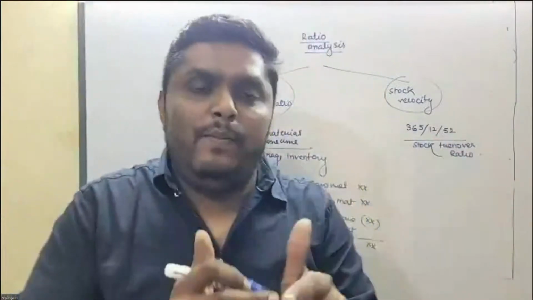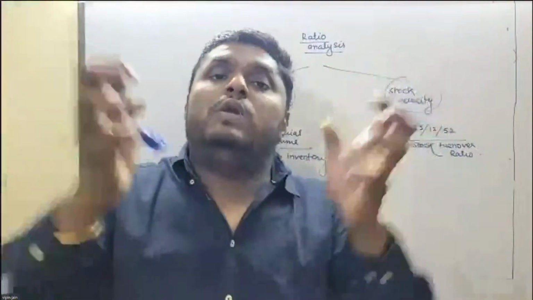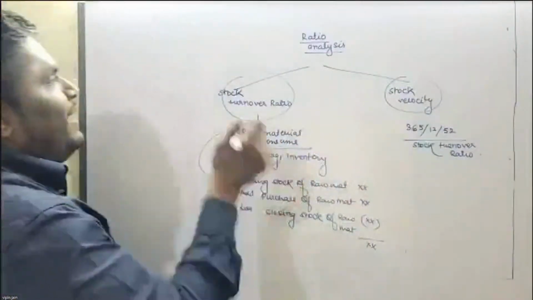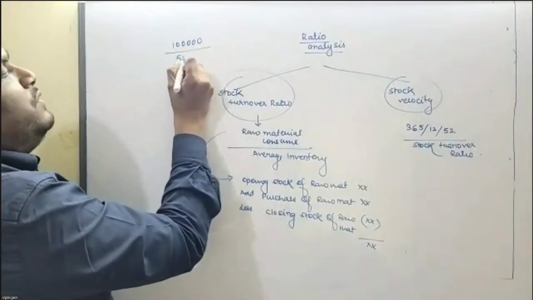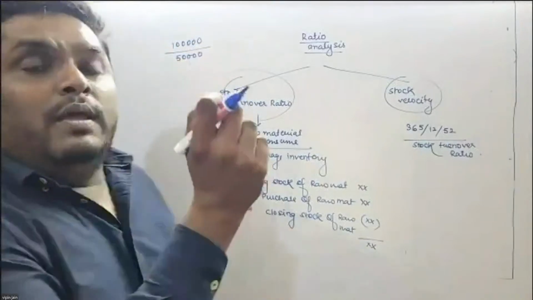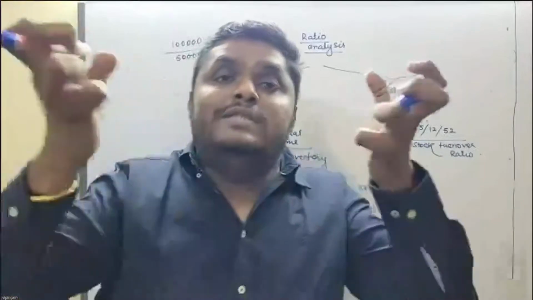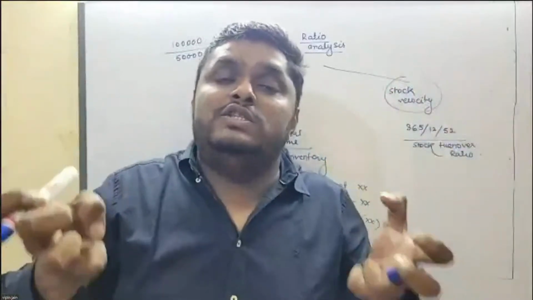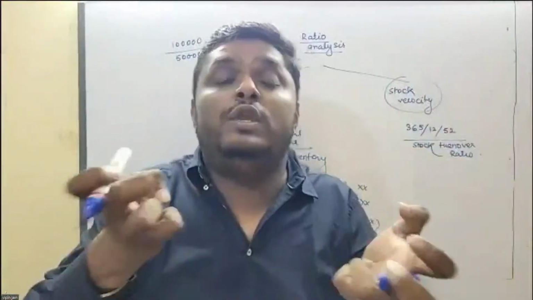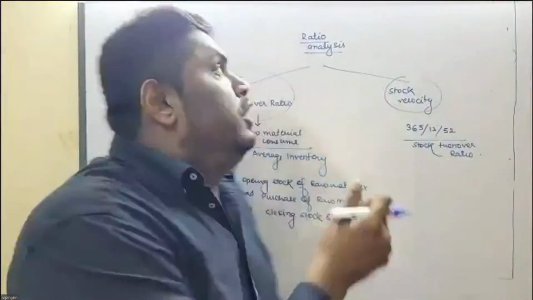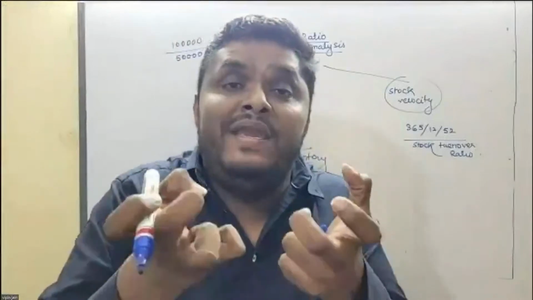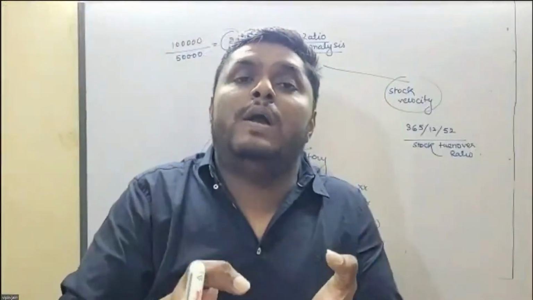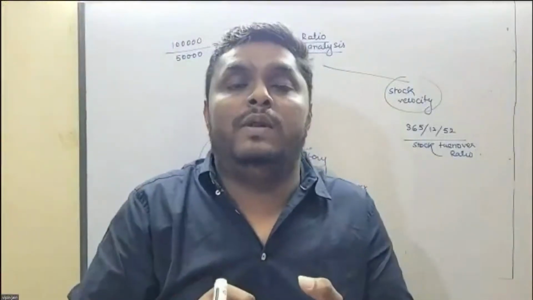Now, guys, very important. If the stock turnover ratio is high, let's say my raw material consumed is 1 lakh and my average inventory is 50,000. It means that to consume 1 lakh of raw material, we have to keep an average inventory of 50,000. So our stock turnover ratio is 2. It means our major funds are blocked in the raw material.